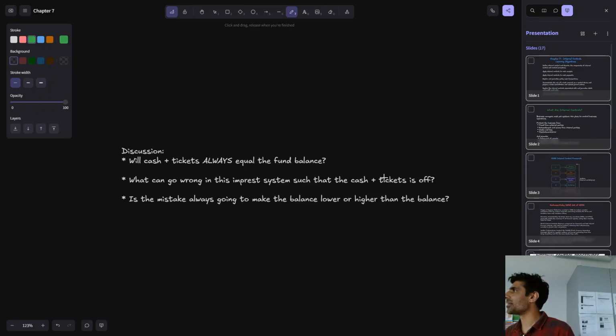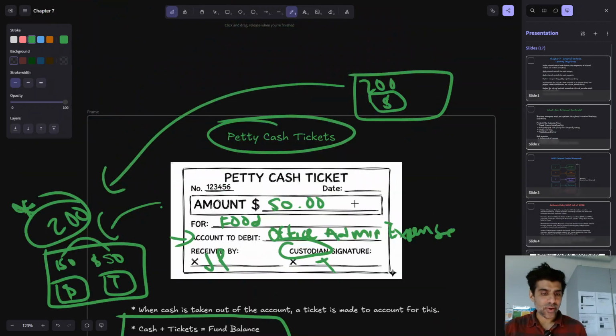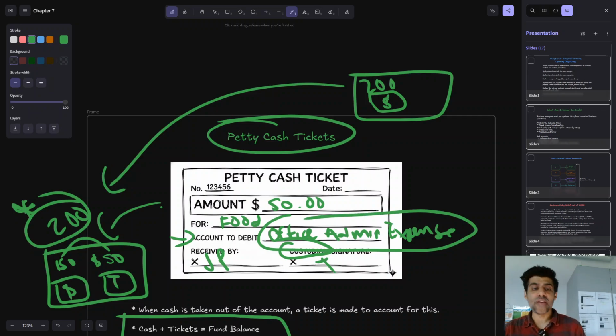Who has an opinion on this? Yeah. Well, the tickets are related, as we saw here, to some expense, right? Eventually, when we refill the account, we're going to do an actual journal entry that will put this ticket into the accounting system, because right now it's just a ticket. Our accounting system still thinks there's $200 sitting in that box. So we'll have to do a journal entry eventually to account for this actual expense. We'll see that in a second.